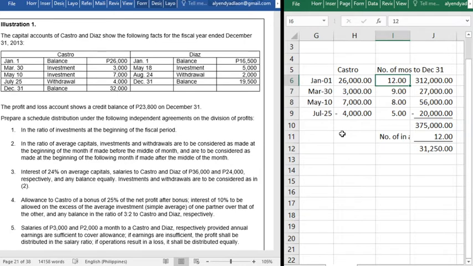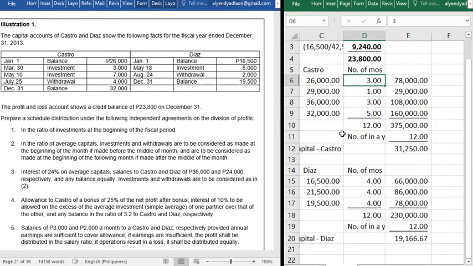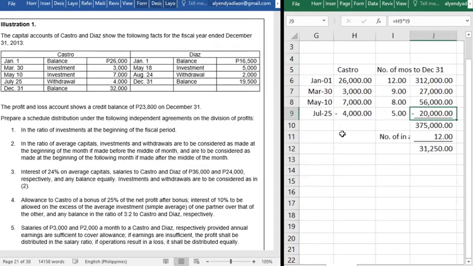But the disadvantage of this one is that you cannot check. You cannot add this one to make it 12 because it will never become 12. Unlike the other method, where you can check whether your counting is correct, because the total must be 12. Here, you cannot total this one because we are counting from the date up to December 31. So it can never be 12.